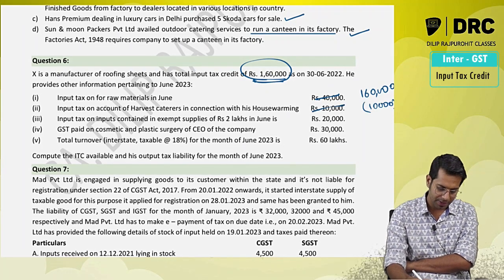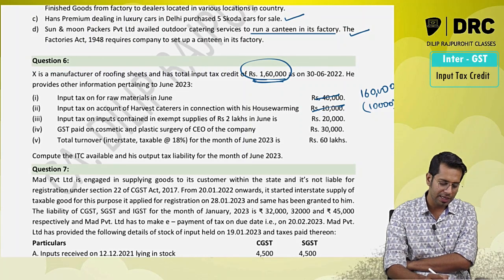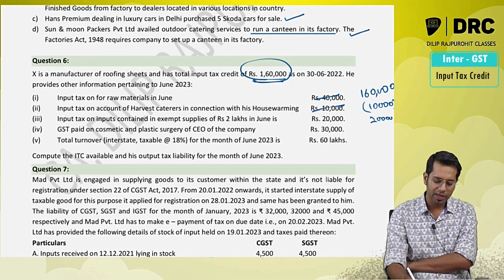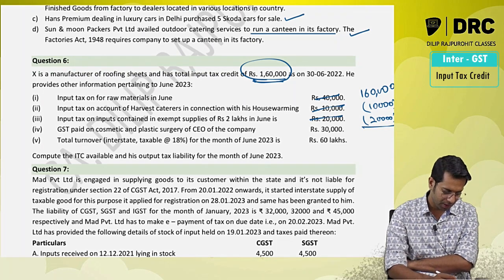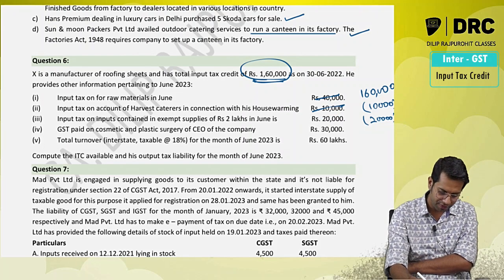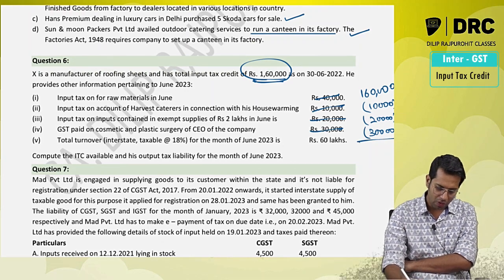Reduce this ITC. Then input tax on inputs contained in exempt supplies worth rupees 2 lakhs. So ITC in respect of exempt supplies, 2 lakh rupees, you cannot take input tax credit. GST paid on cosmetic surgery is also blocked under 17(5). Now if I subtract all these things, the amount will come to 1 lakh rupees.